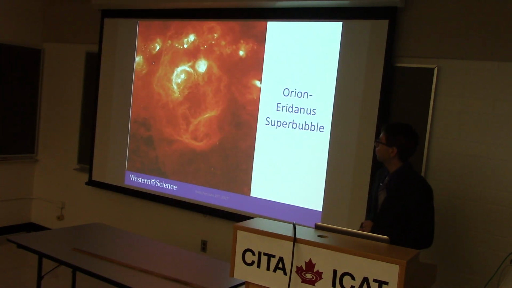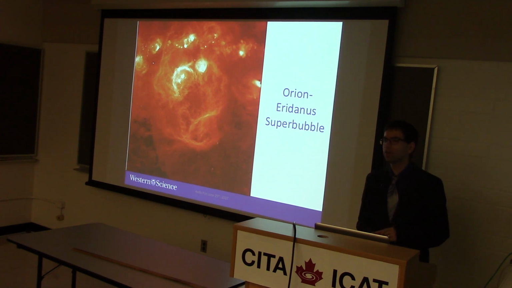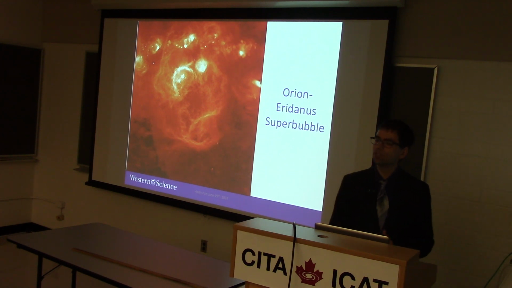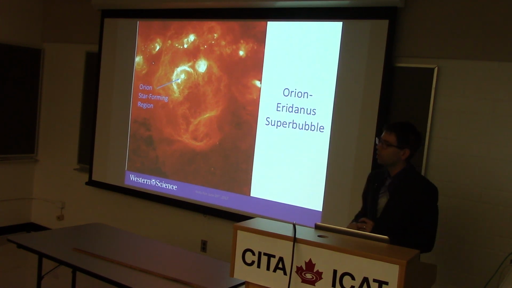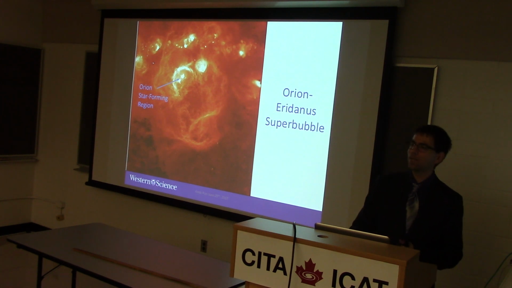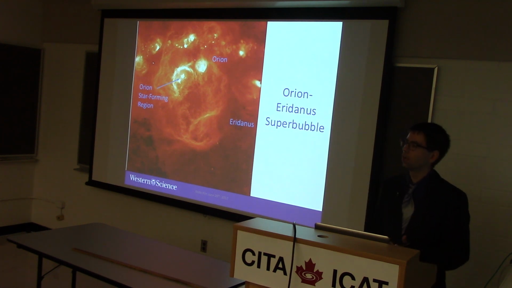So this is the particular superbubble I've been looking at. This is the Orion-Eridanus Superbubble. It is generated by the nearest active high-mass star-forming region, the Orion star-forming region. You can see the A and B molecular clouds right in here. Its name comes from the fact that it spans 2 constellations, the Orion and Eridanus constellations. And it is huge in the sky.